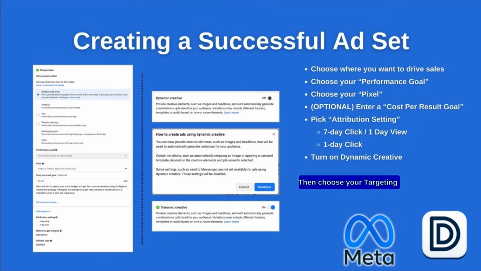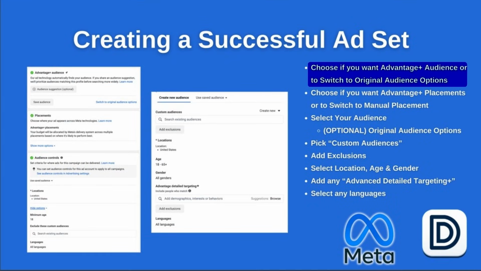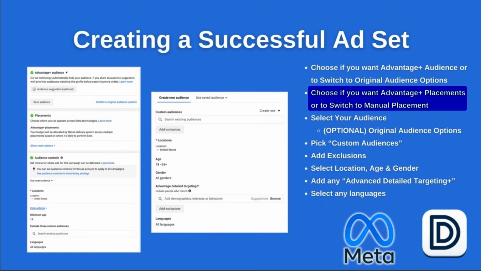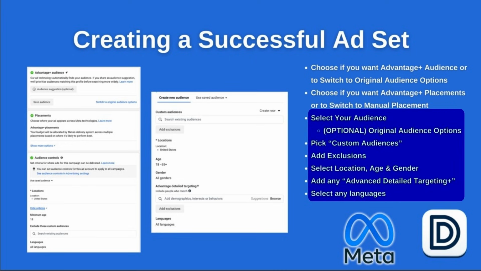Now we get to choose our targeting. And you can choose if you want Advantage Plus audiences or to switch to original audience options. You can also choose if you want Advantage Plus placements or choose manual placements. Now from here, you get to choose your audience, and you have the option of clicking custom audiences or adding exclusions, selecting location, age, and gender, and any advanced detailed targeting options. Plus you can select any languages.